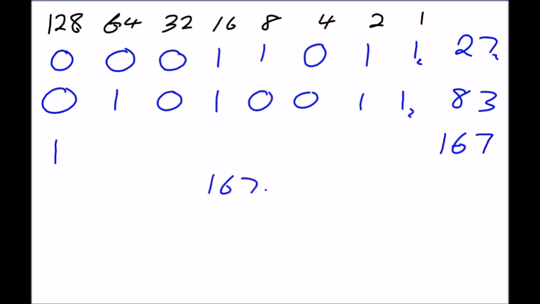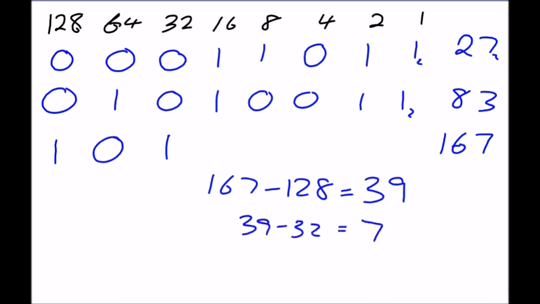So 167 minus 128 equals 39. So we don't need a 64, but we need a 32. We don't then need a 16 because we've got 7 left. So 39 minus 32 equals 7. So now I'm looking into this position. Do I need a 16? No, I don't. So no 16s. Do I need an 8 to make this 7? No, I don't. Do I need a 4? Yes, I do. Do I need a 2? Yes, and yes. And 4, 2 and 1 comes to 7.